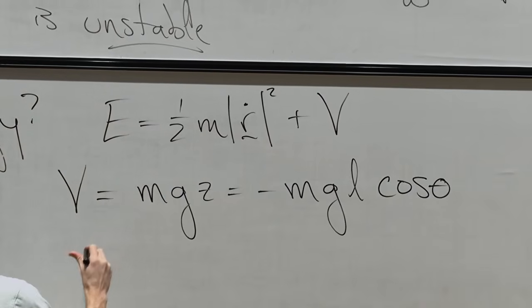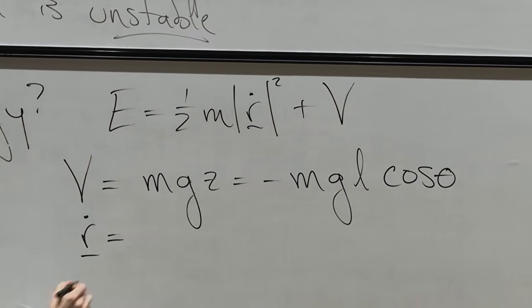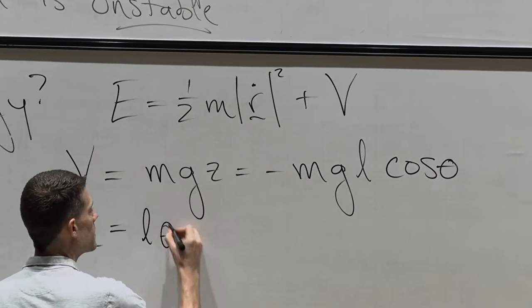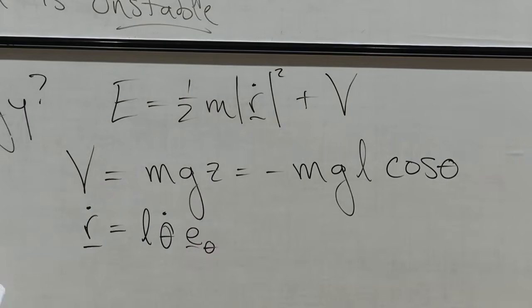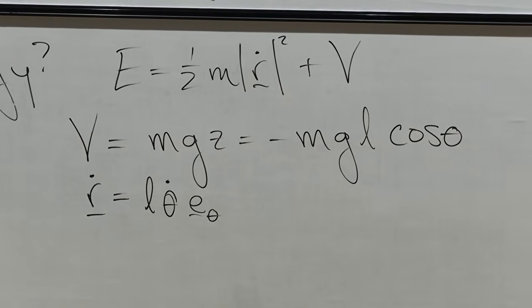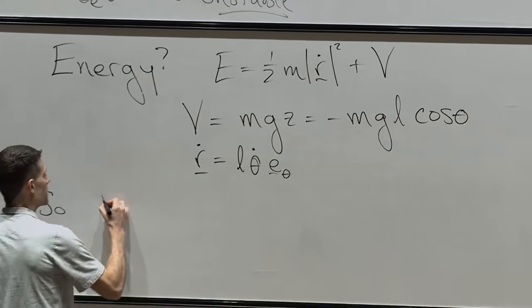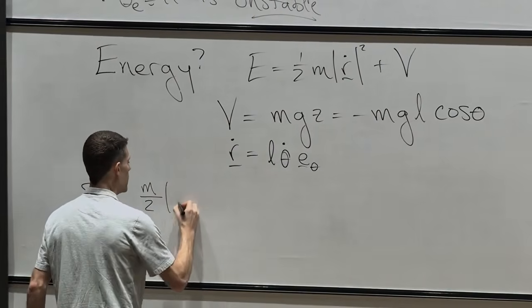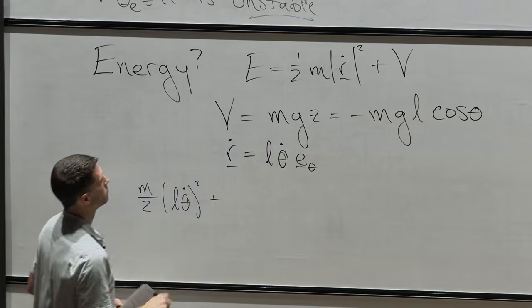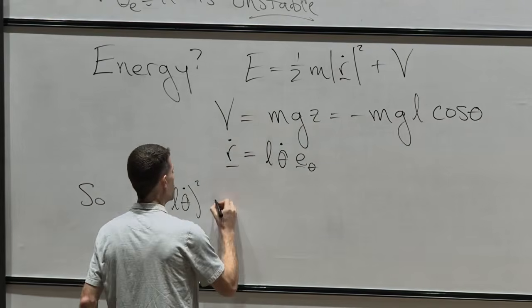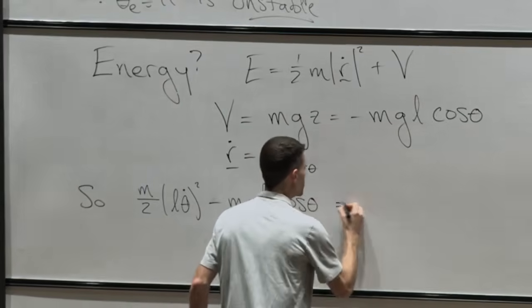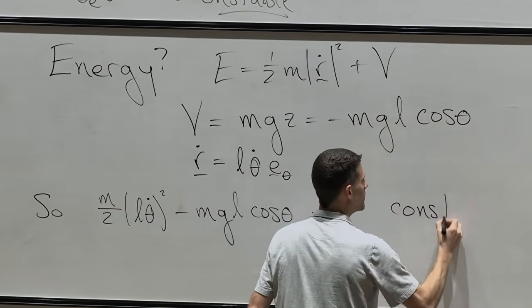And r dot, as we worked out before, since the radius stays fixed, is L theta dot e theta. So therefore, conservation of energy looks like m over 2 L squared theta dot squared minus mgL cosine theta equals E, constant.